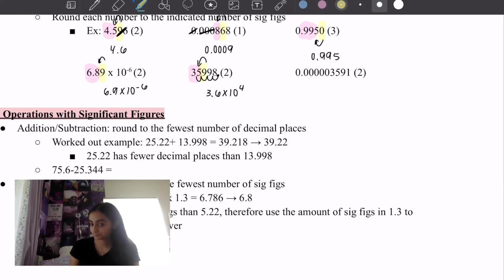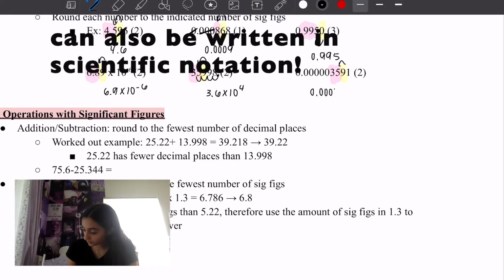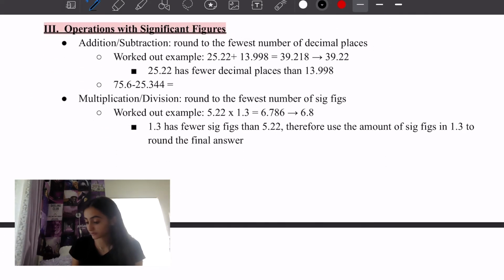Final example, we have 0.00003591. We are rounding to 2 sig figs here. We would use the 9 to round, which would push the 5 up to 0.000036. Okay, now we are going to move on to operations with significant figures.